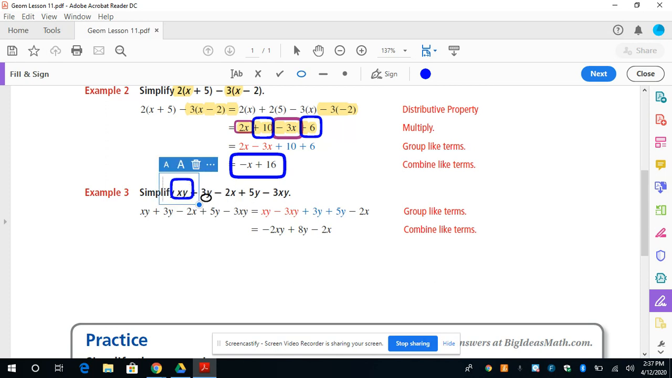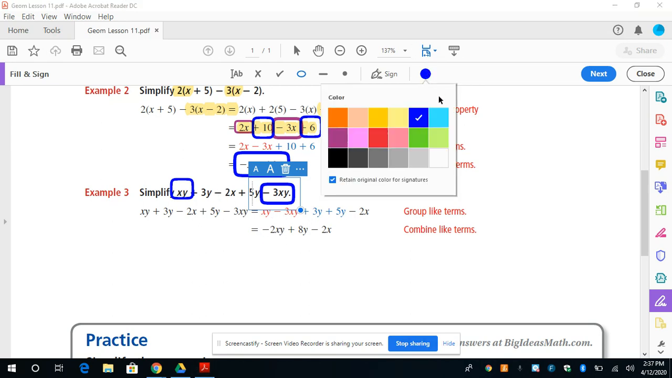This one doesn't have an xy, it only has a y. This one only has an x, this one only has a y. This one has an xy. So we can combine 1xy with the negative 3xy. Okay, it's actually subtraction. So you have 1xy, now you're going to take away 3xy's, you're going to have negative 2xy, which is down here.